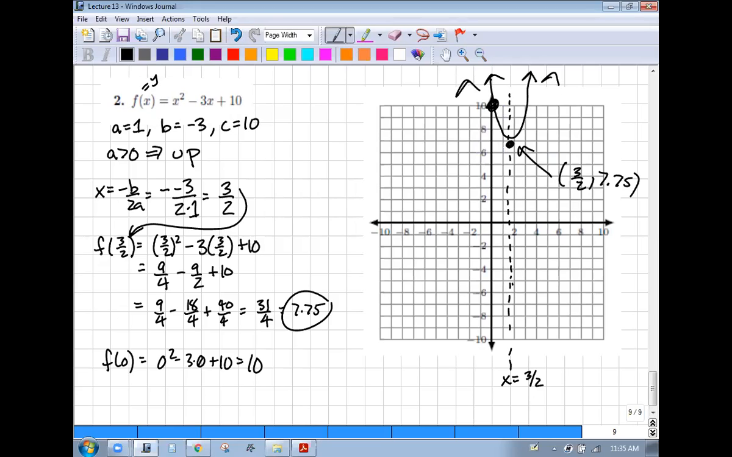Now that I know what the y-intercept is. And notice, since it's way up here, it never crosses the x-axis. There are no x-intercepts.